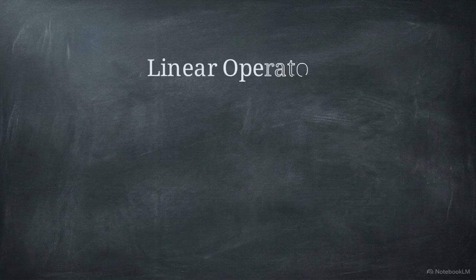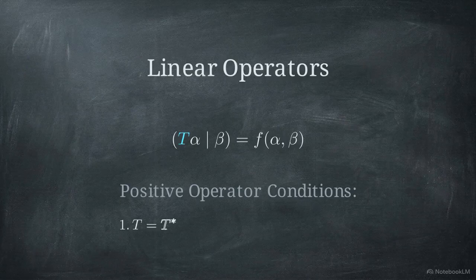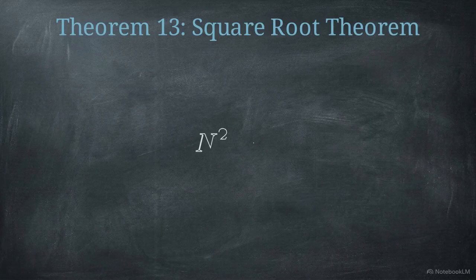Matrices are one way to look at this, but we can also use linear operators. Every form corresponds to a unique linear operator, T, embedded within a standard inner product. A positive operator must satisfy the same core logic. It must be self-adjoint, and its inner product with any vector alpha must be greater than or equal to 0. Theorem 13 shows us that positive operators behave like positive real numbers. Each one possesses a unique non-negative square root, N, where N squared equals T.